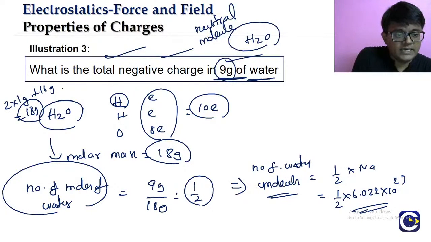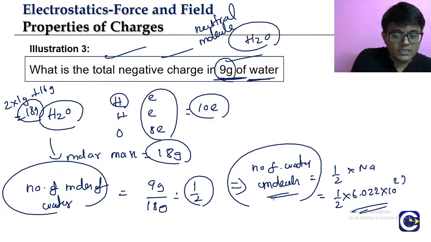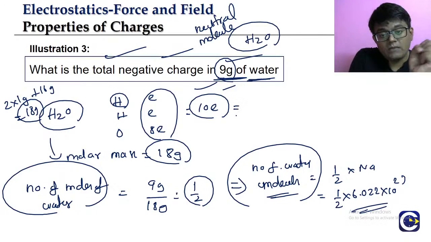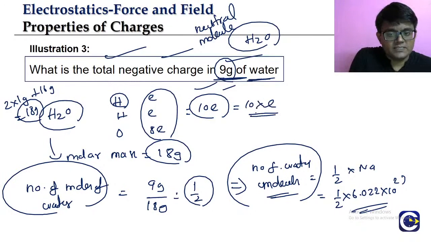Okay, so we already know that one molecule has 10 electrons. How many molecules do we have? Half into Avogadro number. Each molecule has 10 electrons. That means each molecule's negative charge will be equal to 10 times the basic charge. Here we are not taking the negative sign, we are just looking at the value. The total negative charge will be 10 times the charge of 1 electron, which is the basic charge.